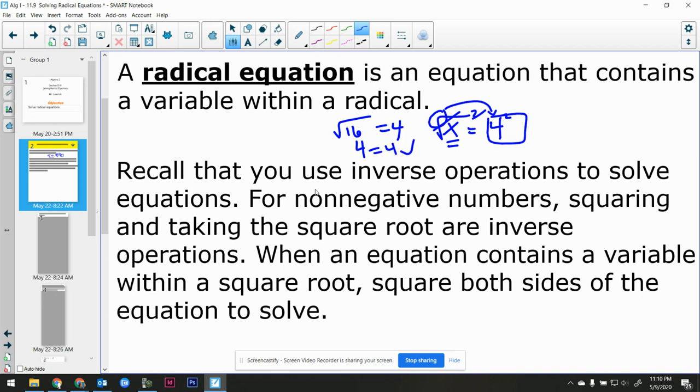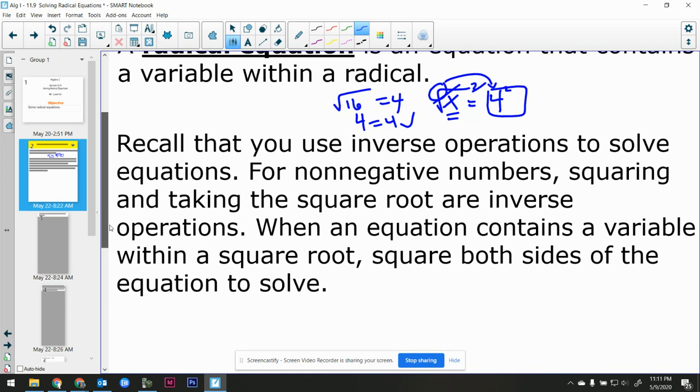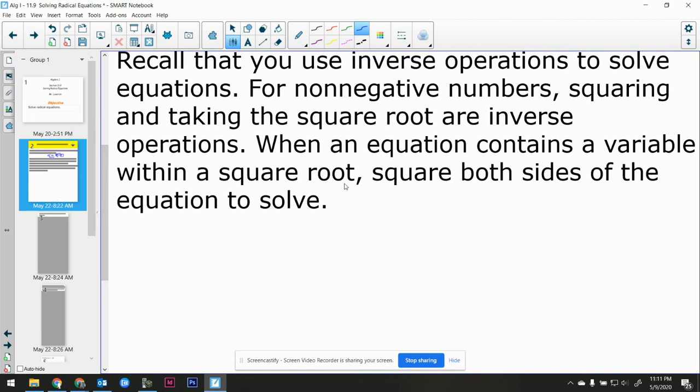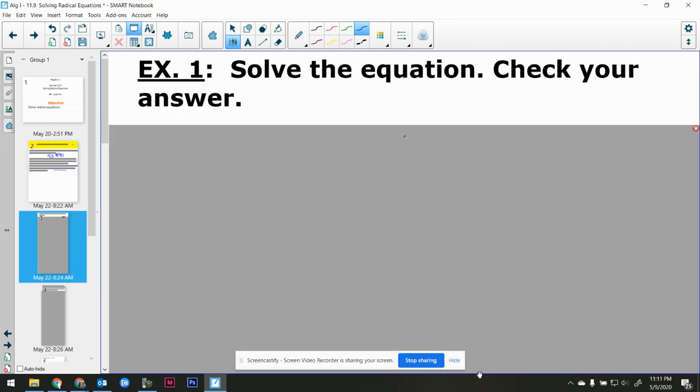So recall that you can use inverse operations to solve equations. For non-negative numbers, squaring and taking the root of are inverse operations. When an equation contains a variable with a square root, square both sides. That's really what you're doing there. So let's go for it. Let's just get right into it.